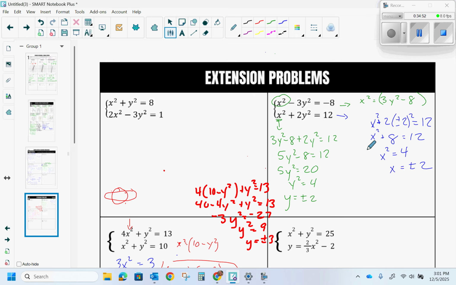What that tells us is we have 4 solutions again. So when x is 2, y is 2. When x is 2, y is negative 2. When x is a negative 2, y is 2. And when x is negative 2, y is negative 2. So you have 4 places of intersection.